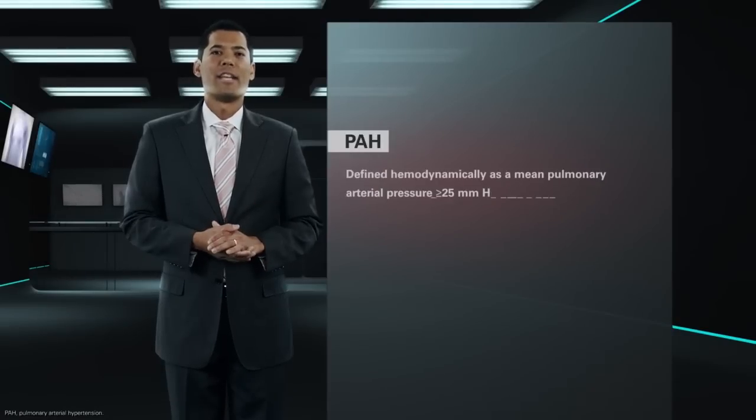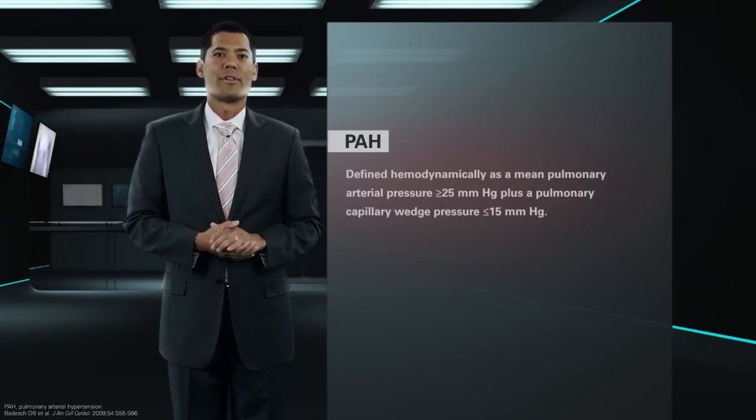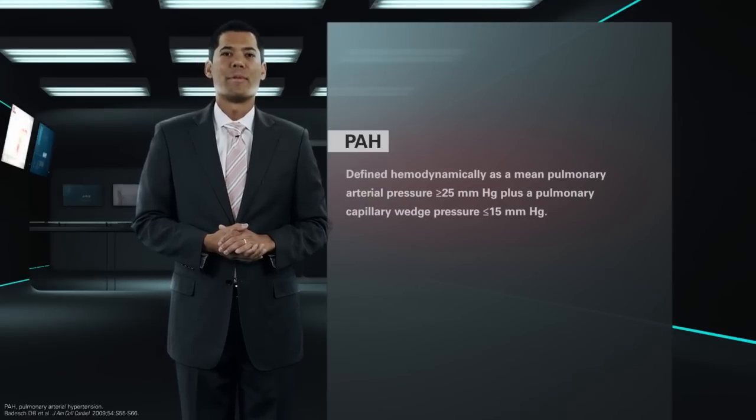PAH is defined hemodynamically as a mean pulmonary arterial pressure greater than or equal to 25 millimeters of mercury, with a pulmonary capillary wedge pressure of less than or equal to 15 millimeters of mercury.